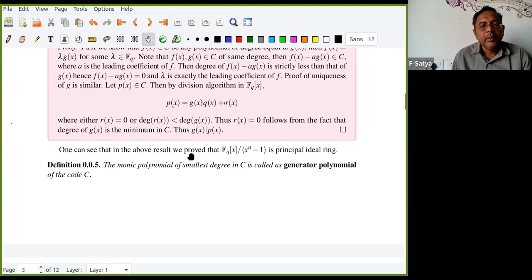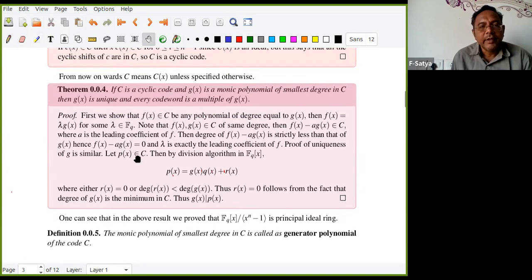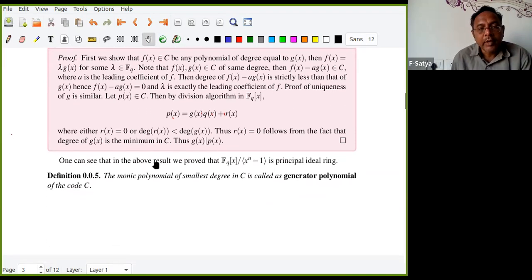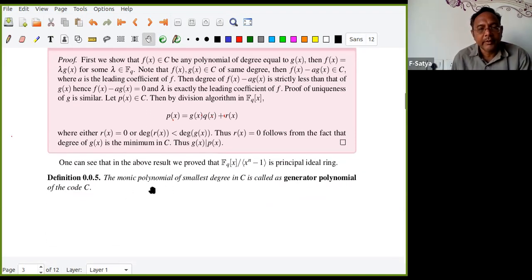So now, what is the conclusion of this theorem? Cyclic codes are generated by a single polynomial g(x). Now the definition is coming. The monic polynomial of smallest degree in C is called the generator polynomial for the code C.